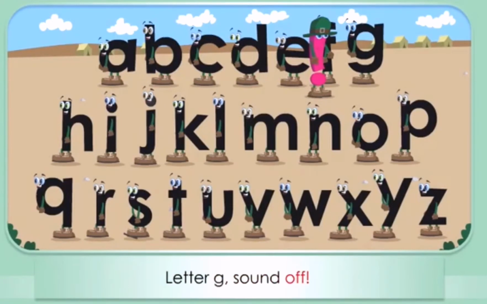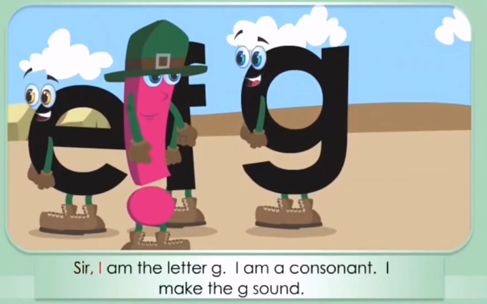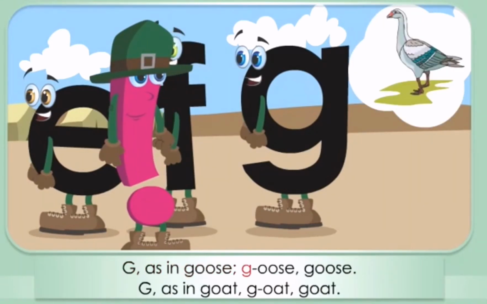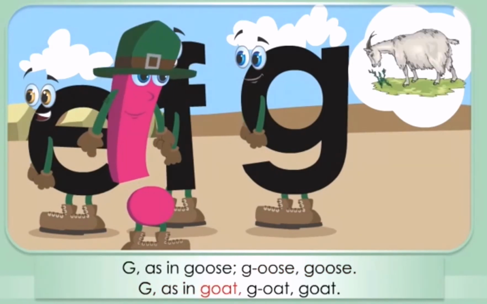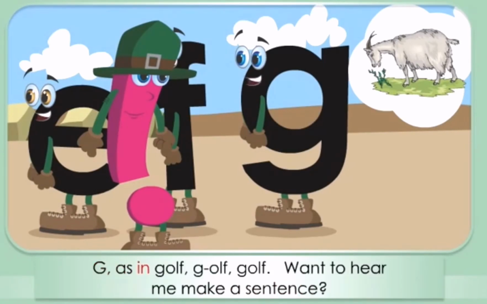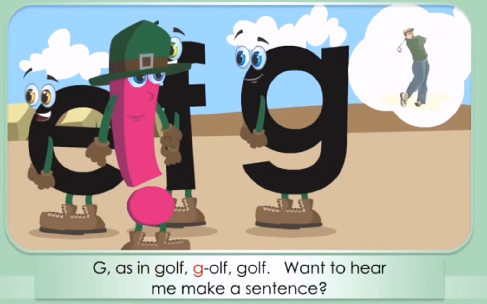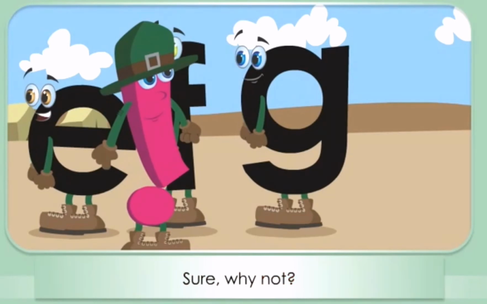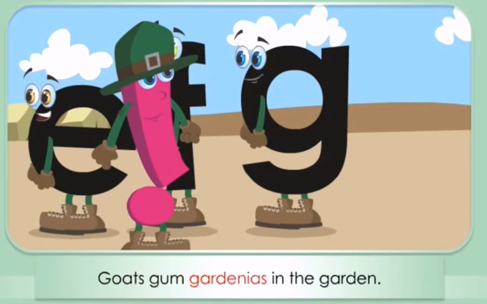Letter G. Sound off. Sir, I am the letter G. I am a consonant. I make the G sound. G as in goose. Goose. G as in goat. Goat. G as in golf. Golf. Wanna hear me make a sentence? Sure. Why not? Goats gum gardenias in the garden.